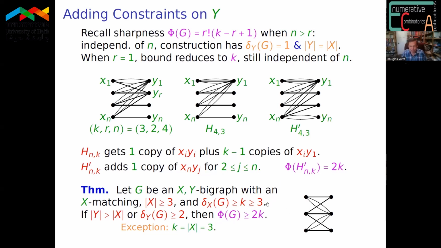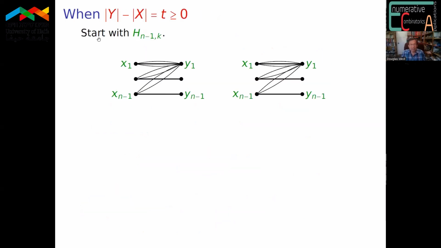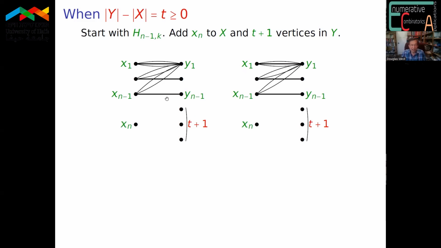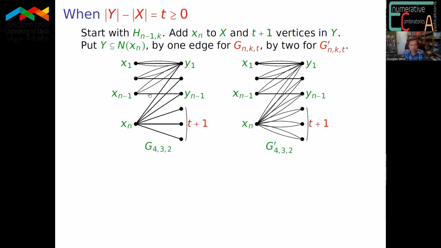Now, this looks like a rather mundane little example that is not very interesting, but it's actually a special case of something more general. Namely, let's talk about what we can do if the size of Y is bigger than the size of X. Let's start with this example that we've been talking about. Here are 2 copies of it. But I'm starting with only n minus 1 vertices in X. I'm going to add 1 vertex to X to get up to n. And I'm going to add t plus 1 vertices in Y so that the size of Y will be t bigger than the size of X. Okay, now let me make x n adjacent to everybody in Y. So that's the construction here.